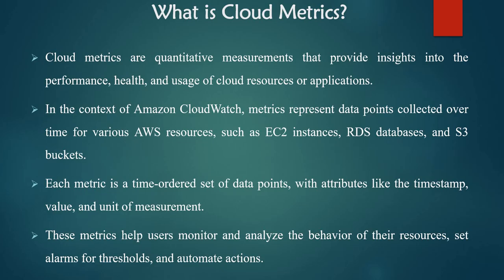So the cloud metrics give quantitative measurements and insights into the performance and health of cloud resources. We can also use the data collected over time from various AWS resources such as EC2 instances, databases, and S3 buckets. Each metric is a set of data points with attributes like timestamp, value, and unit of measurement, and it helps users monitor and analyze the behavior of the resources.